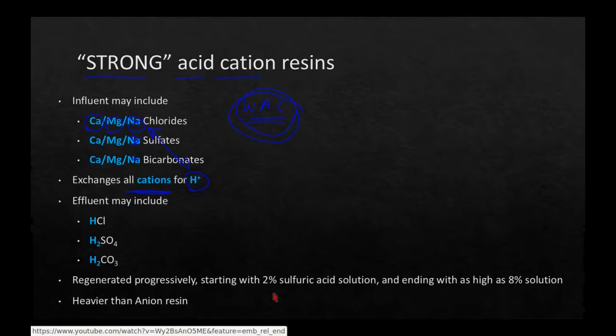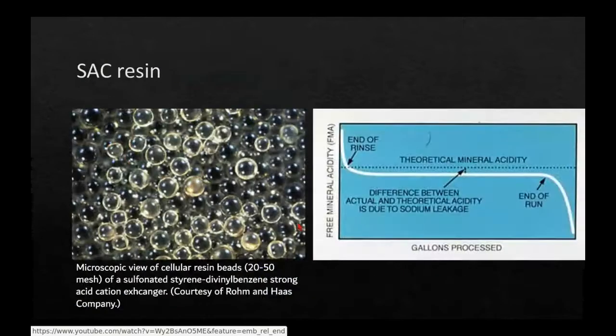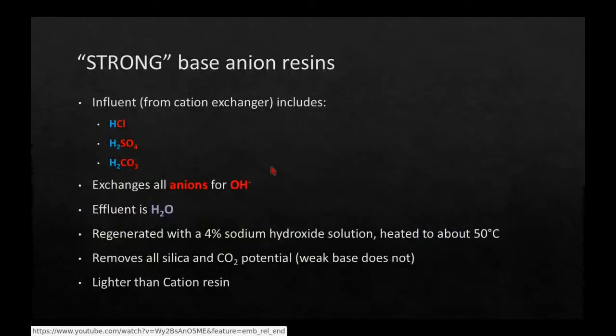What do we regenerate a SAC unit with? Sulfuric acid. We start gently with a 2% sulfuric acid, and then we boost it up during the regen to about an 8% solution. Now, these particular resins are heavy, physically heavier than anion resins, and you're going to see when it comes to mixed bed, that's going to be important. We've already talked about this, and so there's a SAC resin. That's what it looks like. And it doesn't matter whether it's in sodium service or hydrogen service.